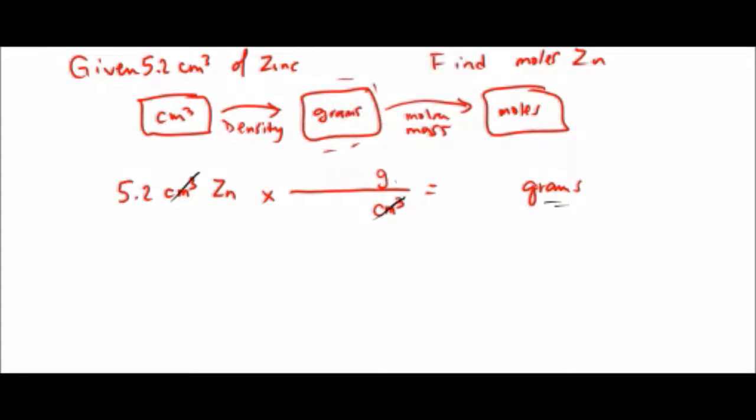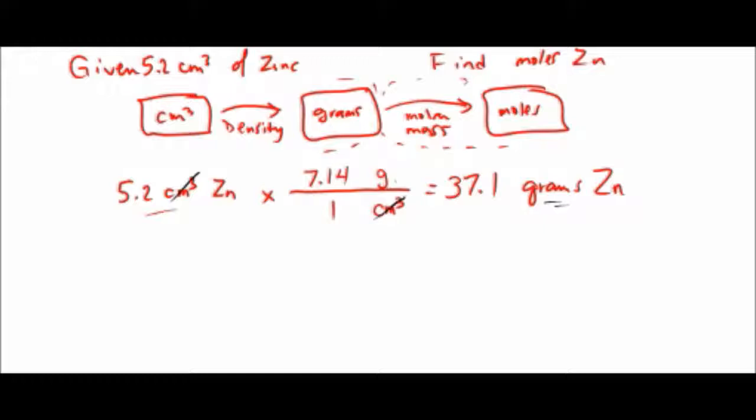Now we have to tell the truth about what is the ratio between the grams and the cubic centimeters. So for zinc, the density value from your periodic table is 7.14 grams per cubic centimeter. So this is how it's set up correctly. Now it's a calculator problem. So I'm multiplying 5.2 times 7.14, and the answer in my calculator is 37.1 grams of zinc. So this is the first step correctly completed, cubic centimeters converted to grams.